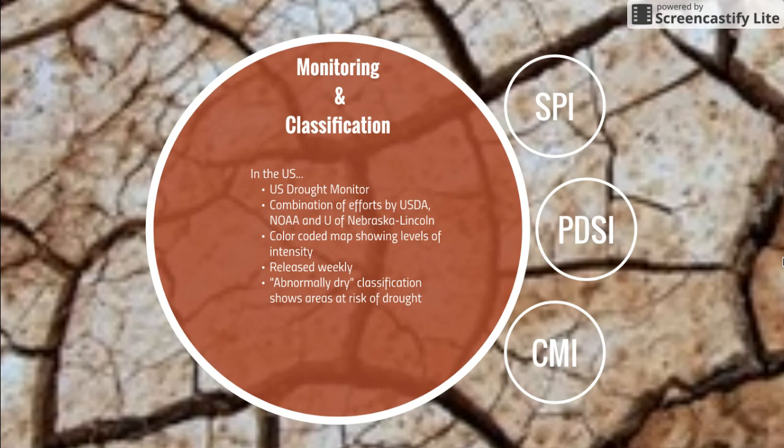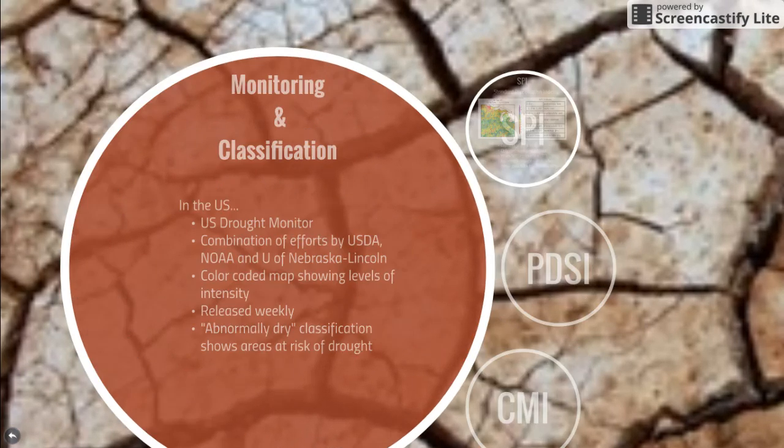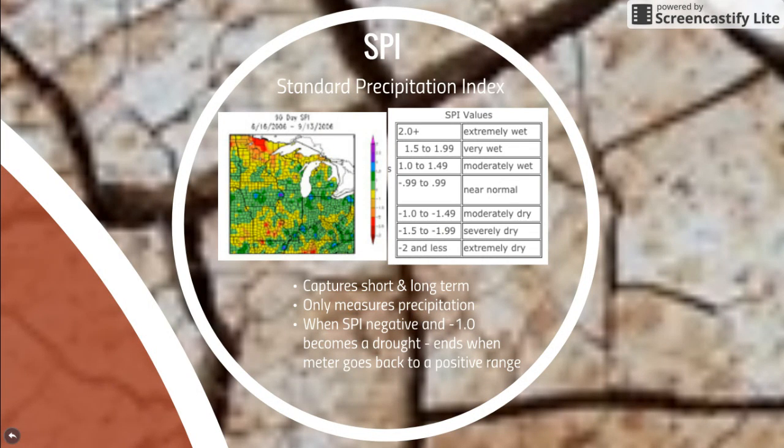Yellow marks the first category, abnormally dry, also known as D1, and the color intensifies with the severity. A yellow coloring shows an area is at risk of drought. Let's take a look at the standard precipitation index. It is a tool used to measure precipitation. The scale is helpful as it is able to measure both long and short spans, as it can be used on a variety of timescales.